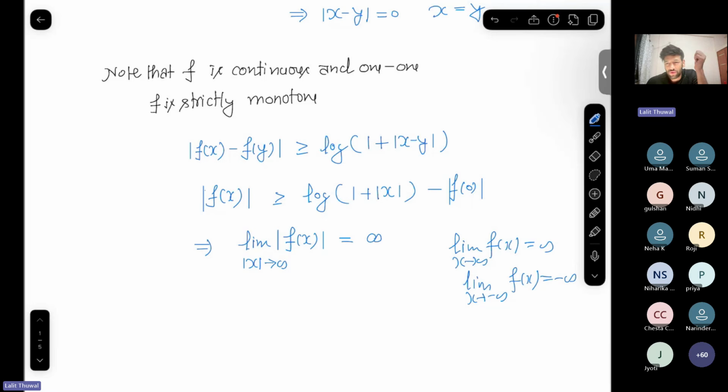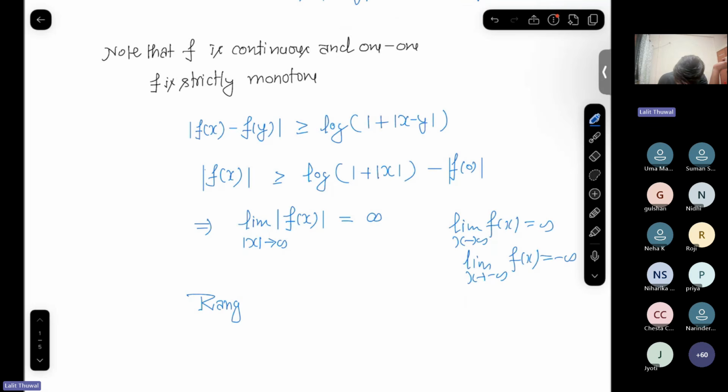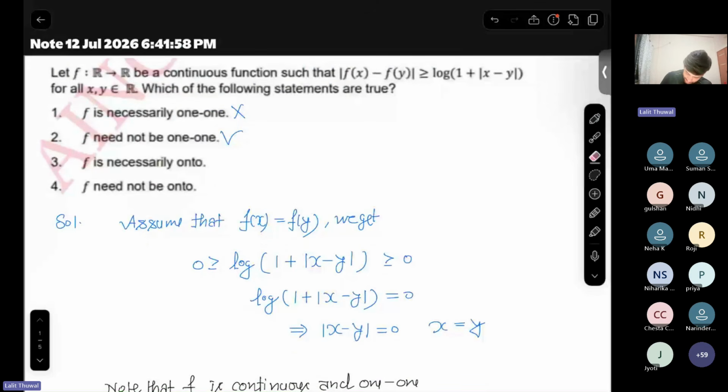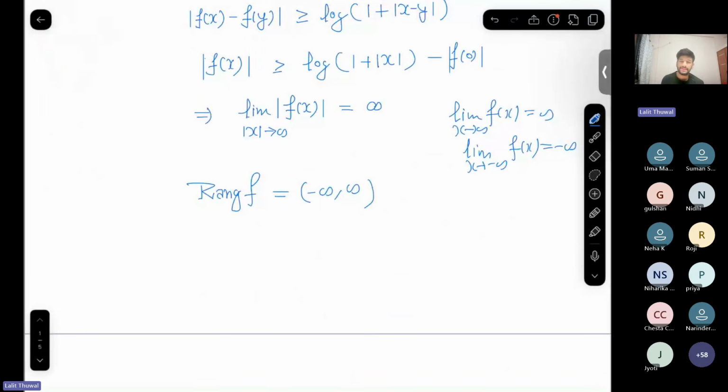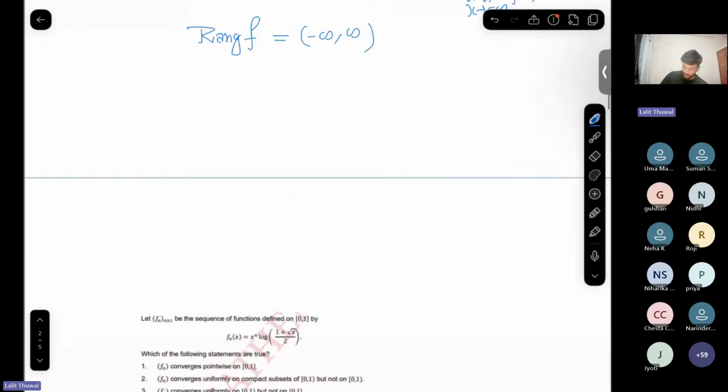So it's a little exercise for you to think. It means the range of f, by IVP, will take every value between minus infinity and infinity. So it will be an onto function. Okay, so any questions? And I have told you another way to think about that: try to show that the image is open as well as closed. That will imply that the image is the whole of R. Okay, so let's move to the next one.